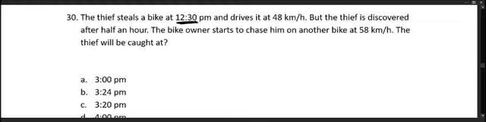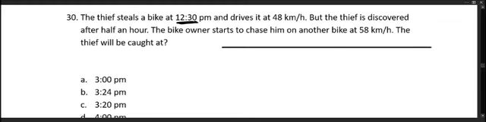Next question is: a thief steals a bike at 12:30. Here we are given the exact time when the bike has been stolen by the thief. So the thief stole the bike at 12:30, and drives it at 48 km per hour. Oh, very less speed.